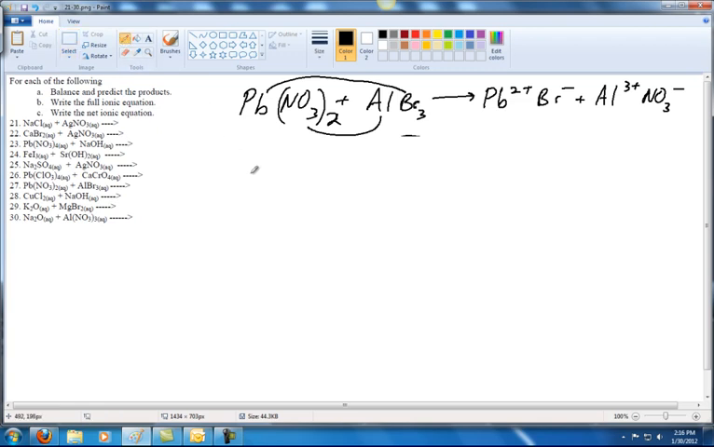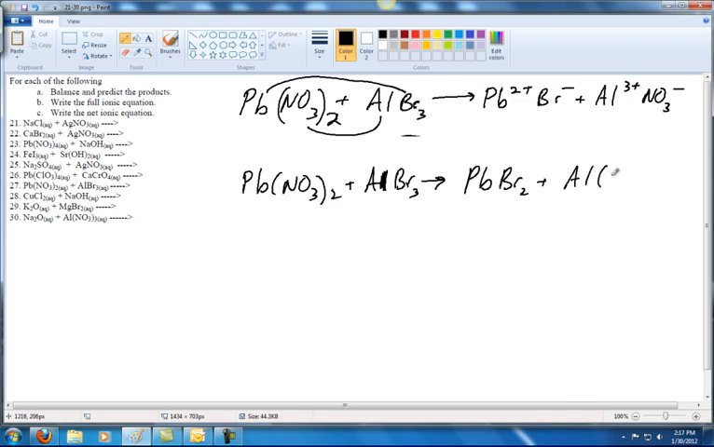Alright, so now I'm going to go ahead and write these out. So Pb2+ and Br-, that's going to be PbBr2, and then Al3+ and NO3-, we're going to need 3 NO3s to balance out the charge on the aluminum. So here I needed 2 Br negatives to balance out this one. Here I needed 3 NO3- to balance out the 3+ on that. If I look at the solubility chart, I'll see that lead bromide is going to be the solid. And over here, these are all going to be aqueous, of course.